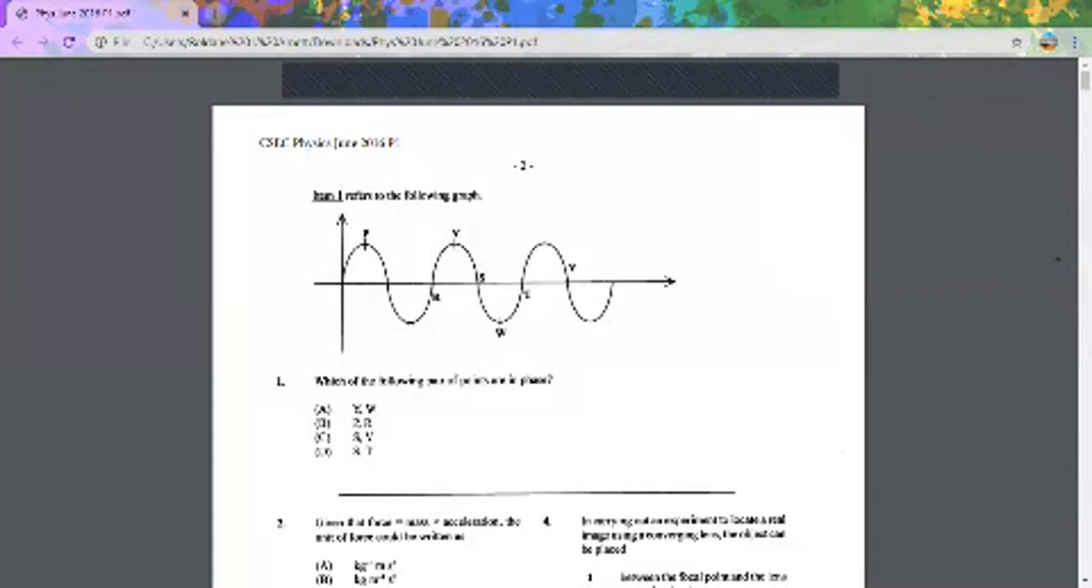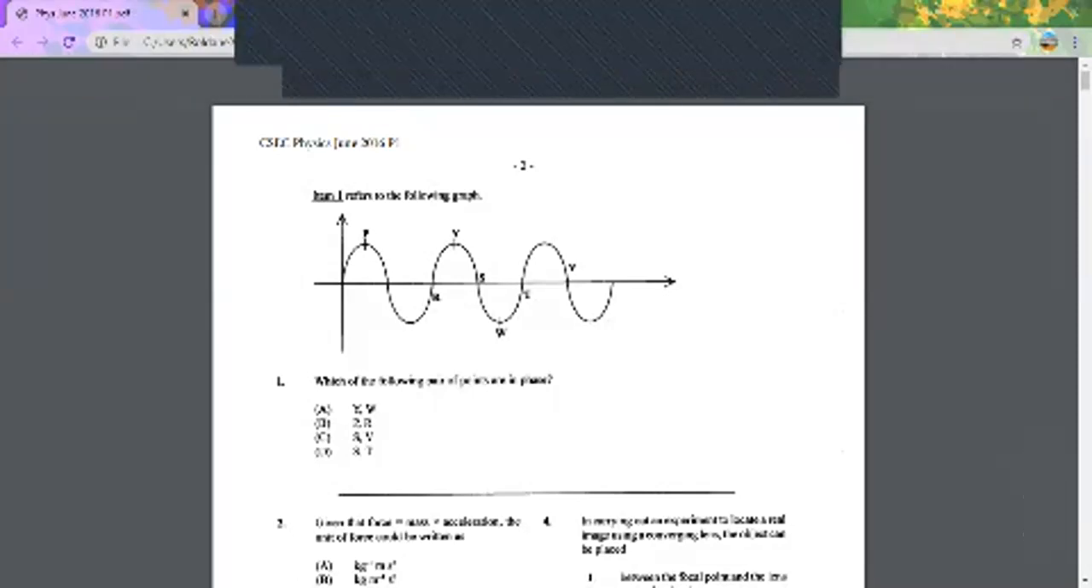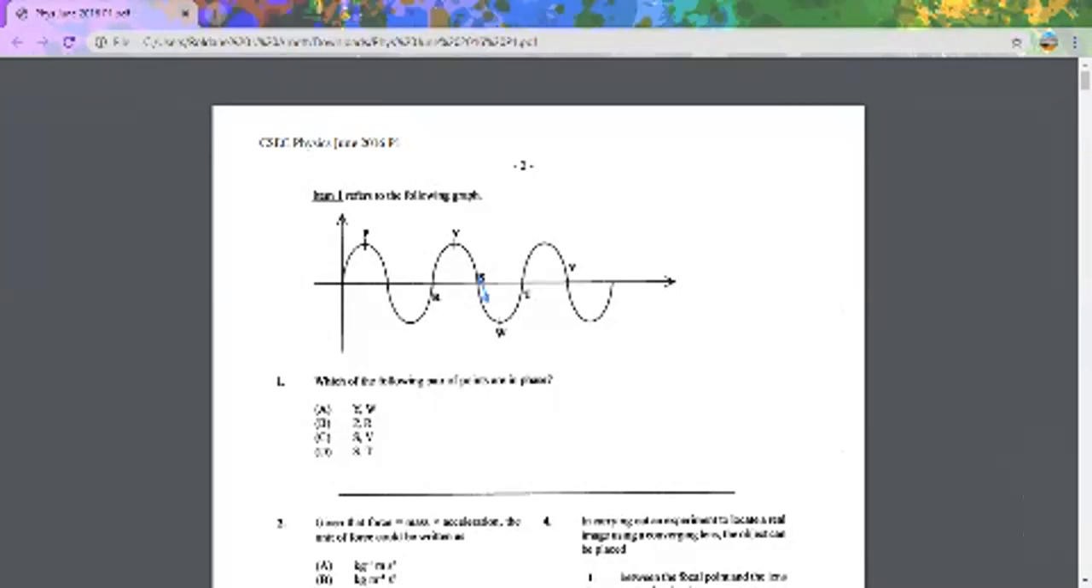So number one, which of the following pair of points are in phase? The answer is C. It would be S and V because both S and V are traveling in the same direction along the wave that is propagating in this direction. So the wave is actually going in that direction to the right. And out of all these options right here, only S and V are going in the same direction.